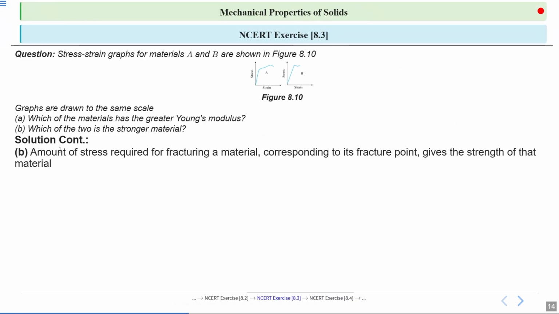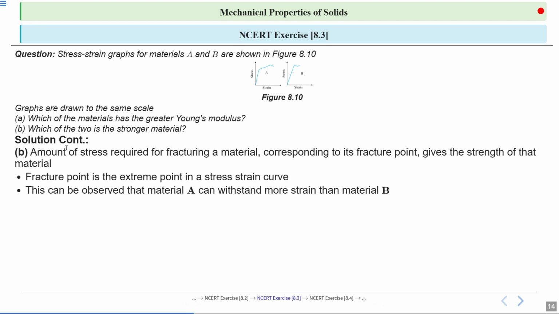Amount of stress required for fracturing a material corresponding to its fracture point gives the strength of that material. So fracture point is the extreme point in a stress curve. So this can be observed that material A can withstand more strain than material B. Hence material A is stronger than material B.